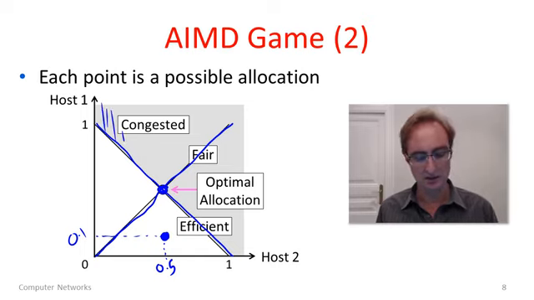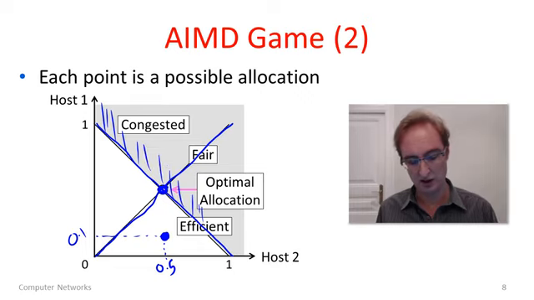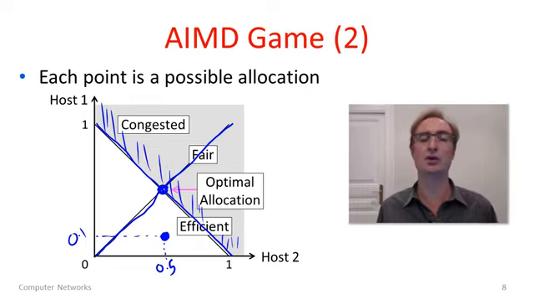And the plane beyond the efficiency line is congestion. Congestion occurs as soon as you go into this territory. You can't sustain any point that is above here because you're sending more traffic into the network than it can handle. It will all get dropped on the floor.